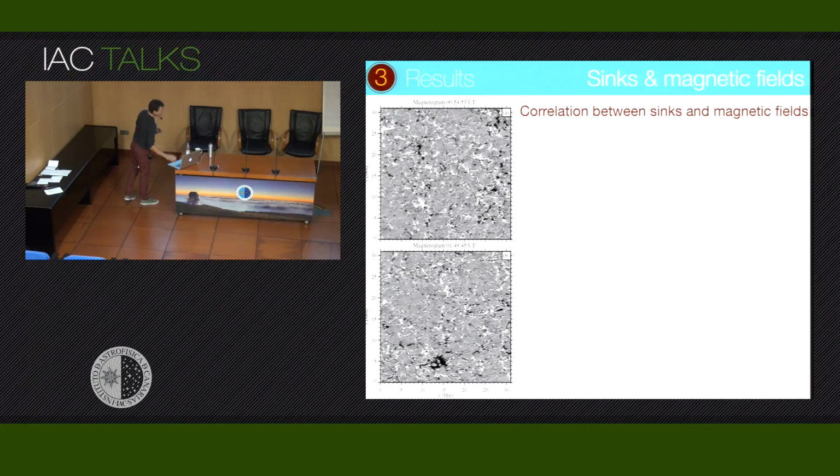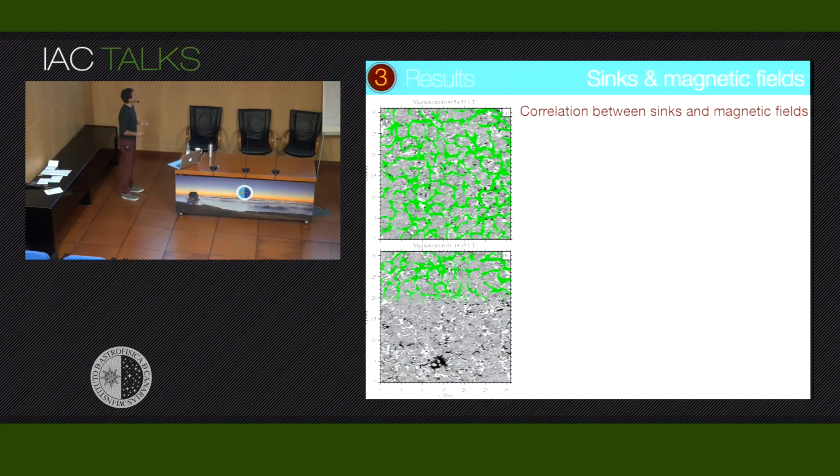Okay, now we want to check the relation between sinks and magnetic fields. Here I show two different snapshots at the different time series of the magnetograms. If I plot here the mesolanes, we can see that almost all the magnetic structures are located within mesolanes.